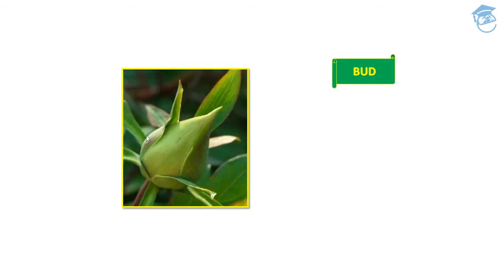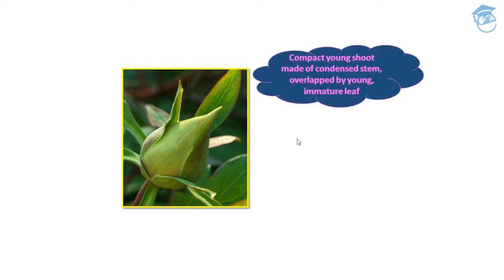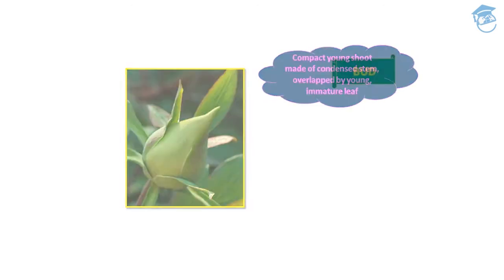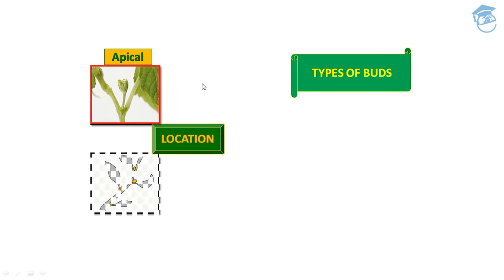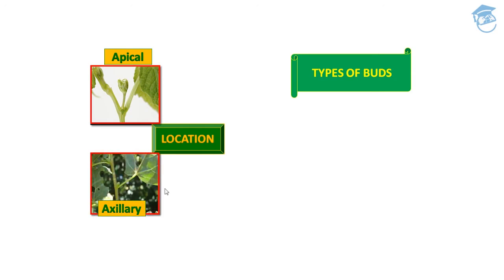Now, as you can see, this is a closer view of a bud. A compact young shoot that is made up of condensed stem, and it has immature leaves. Now let's talk about the types of buds, students, and their location. See, if it is present at the apex of a flowering plant, then it is called an apical or terminal bud, and if it is present between the main branch and the main stem, then it is called an axillary bud. Okay, as you can see in this picture.